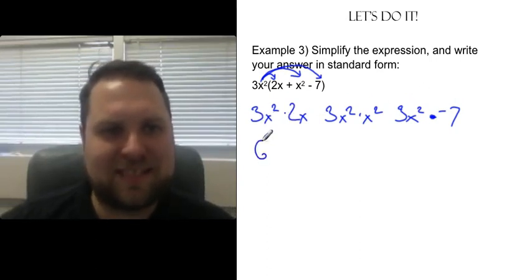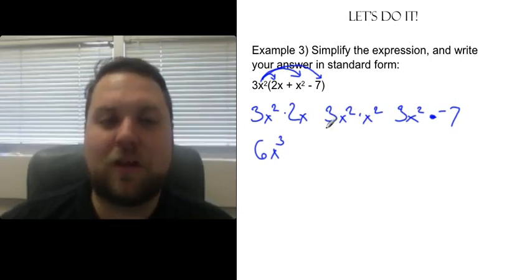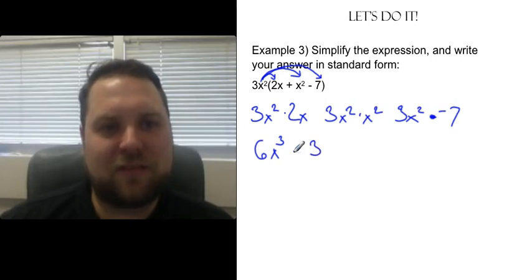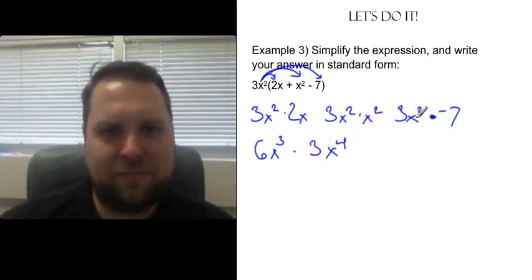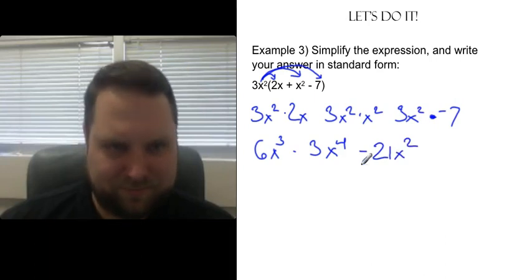3 times 2 is 6. x squared times x is x cubed. Don't forget to add in that 1. Over here, 3 times, there's nothing there, so it's a 1. 3 times 1 would be 3. x squared times x squared, x to the 4th. And then 3 times negative 7 is negative 21, x squared.